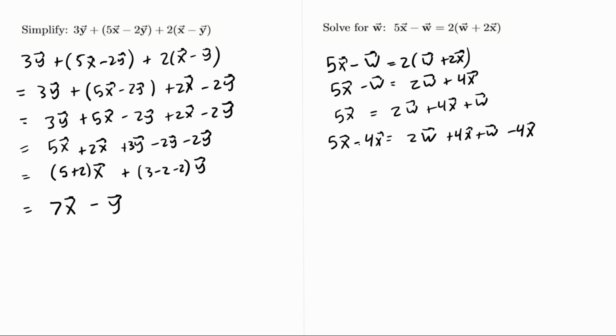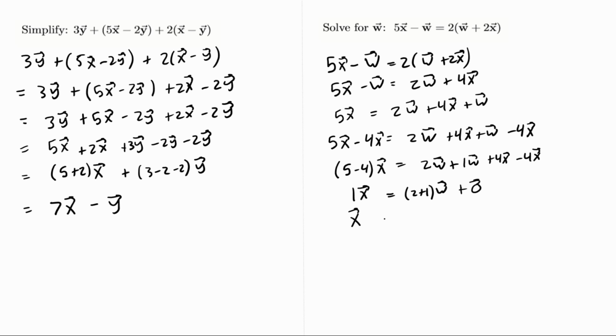Simplifying these terms, I can factor out the x, and I have 5 minus 4 times x equals 2w plus 1w plus 4x minus 4x. So here this simplifies to 1x. This is equal to 2 plus 1 times w plus the 0 vector. These cancel out. Finally, I can use the fact that 1 times x is equal to x, and that this simplifies to 3w, and that anything plus the 0 vector is again itself. So we found that x is equal to 3w.